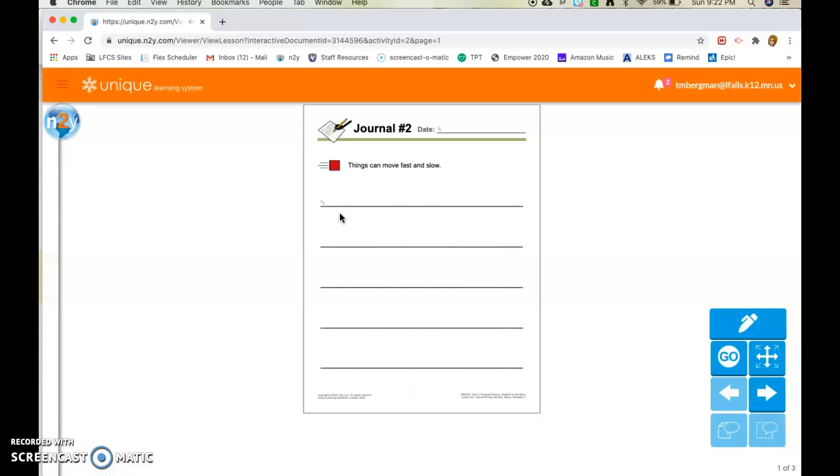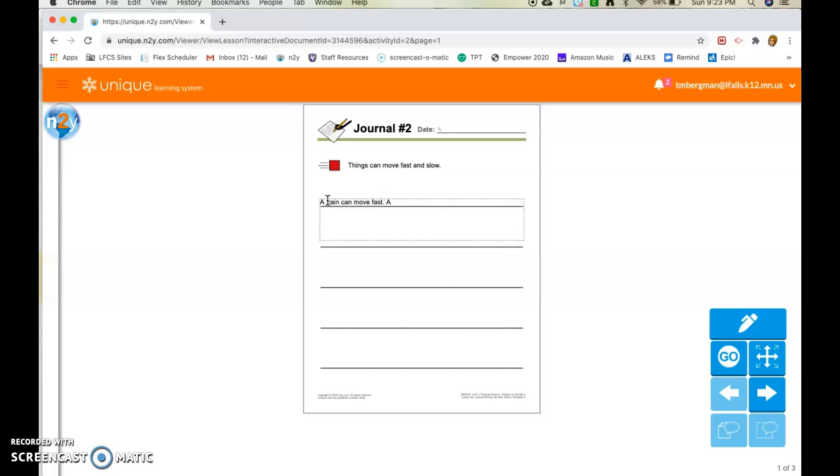Now let's look. If your journal looks like this and it says things can move fast and slow, we're going to use some of the ideas from the previous pages to write some answers here. Things can move fast. Let's start with something that can move fast. What could move fast? A train can move fast. Now let's think of something that can move slow. What could we choose this time?